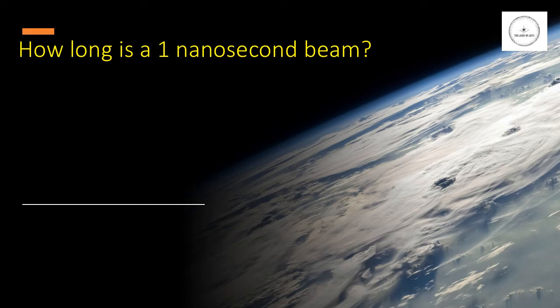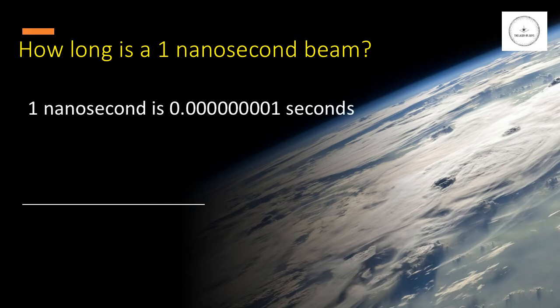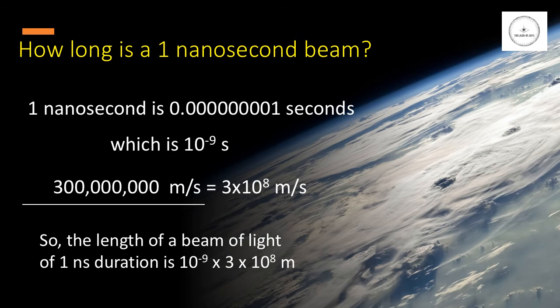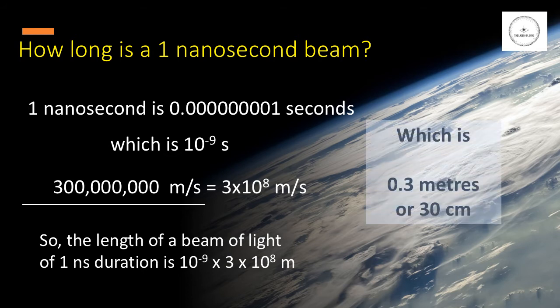So now we can work out how long a 1 nanosecond beam of light is. Well, 1 nanosecond is 0.000000001 seconds, which in scientific notation is 10 to the minus 9 seconds. That's very short. If we multiply this with the speed of light, which is 300 million meters per second, or 3 times 10 to the power of 8 meters per second, then the beam of light of a 1 nanosecond beam is only 0.3 meters or 30 centimeters.